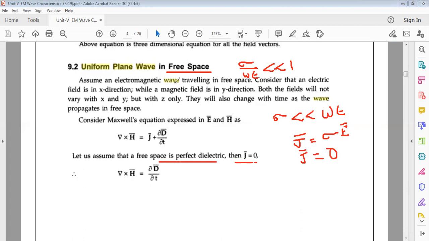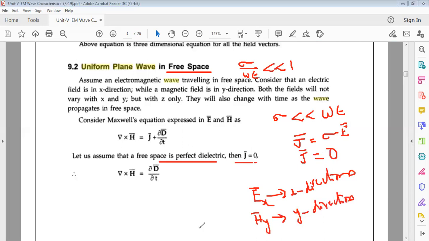So, before that, you have to know, in an electromagnetic wave traveling in free space, consider that the electric field E bar is in the x direction, meaning it is Ex bar, and the magnetic field is in the y direction, so Hy bar. In this uniform plane wave in free space, both the fields will not vary with respect to x and y. We can apply the derivative with respect to x or the derivative with respect to y for E and H. Both the fields, electric field and magnetic field, are not varying, that means zero. They vary with respect to z only.